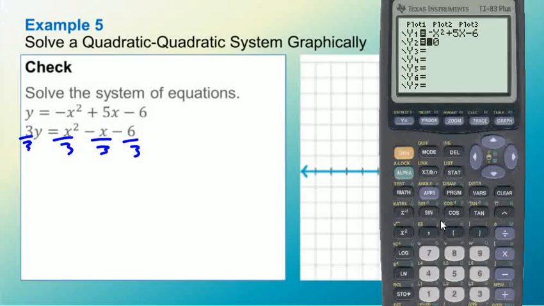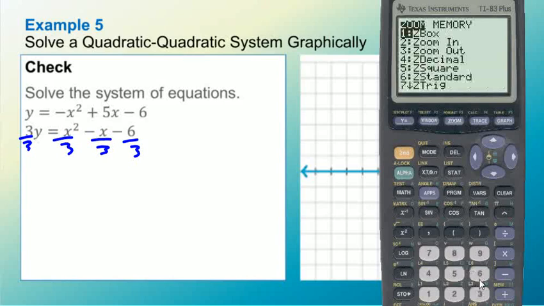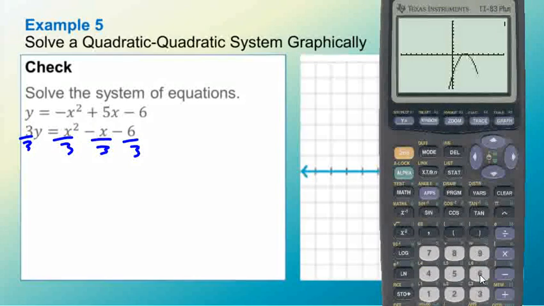And the other one, we have 1 divided by 3 x squared minus 1/3 x minus 2. And if I graph this one, let me go back to zoom. Let's go to the normal. Here's the first one. Here's the second one. You can see that it crosses in 2 places.